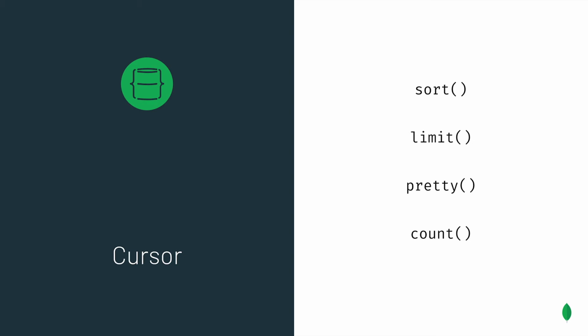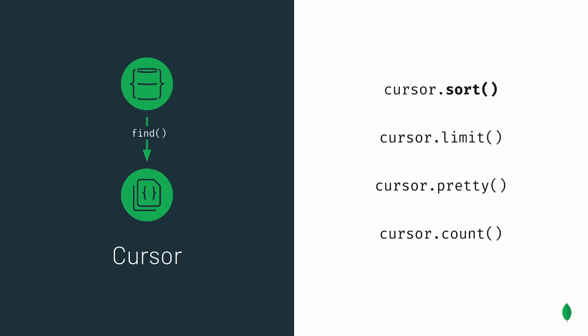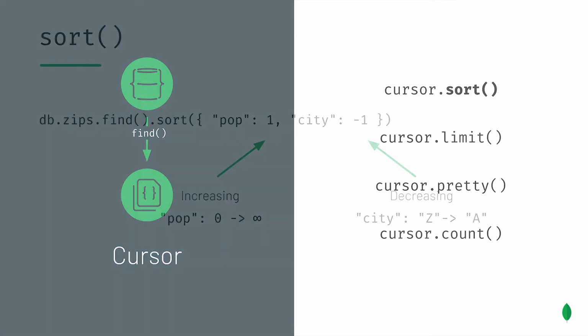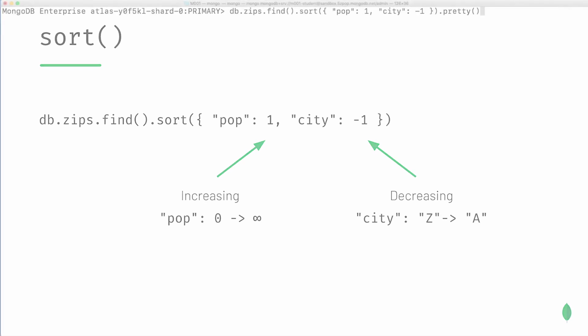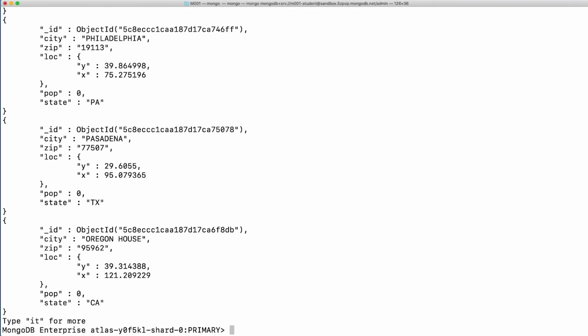After the cursor is populated with the filtered data that's the result of the find command, we can then apply the sort method, which will sort the data based on the criteria that we provided. You can sort the data by one or more fields in increasing or decreasing direction, like this. Here, the results that we get are sorted in increasing order by population and decreasing order by the city name.